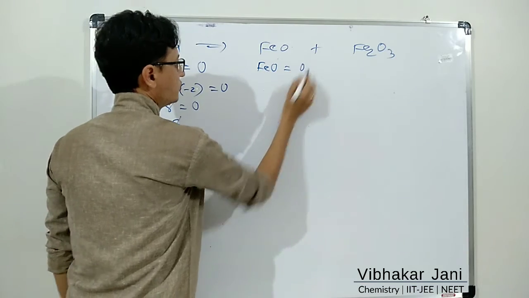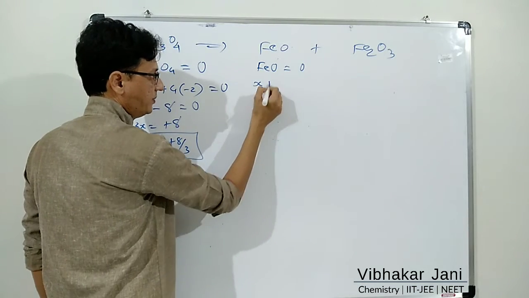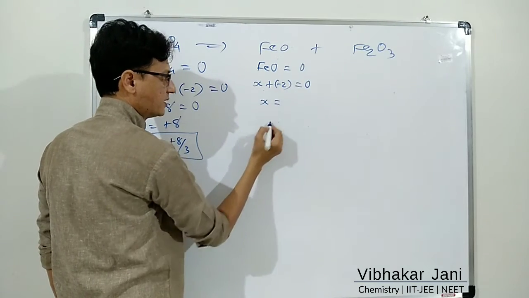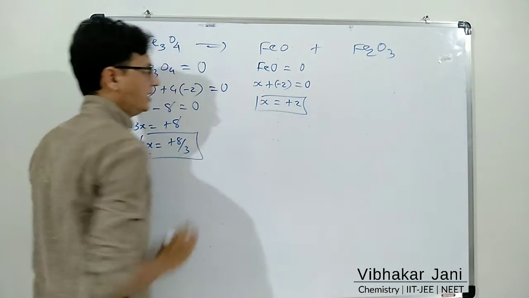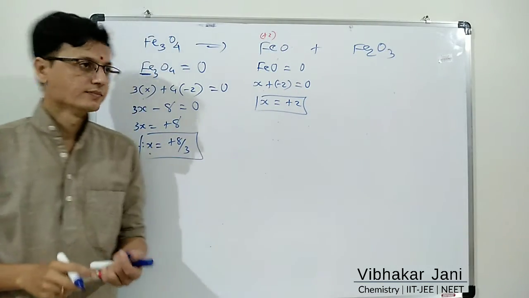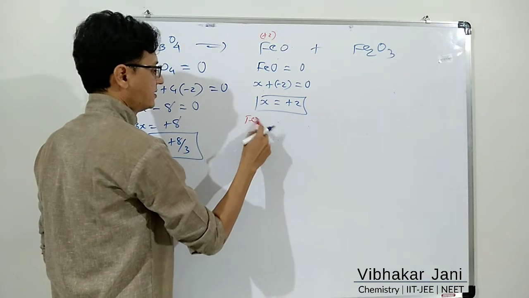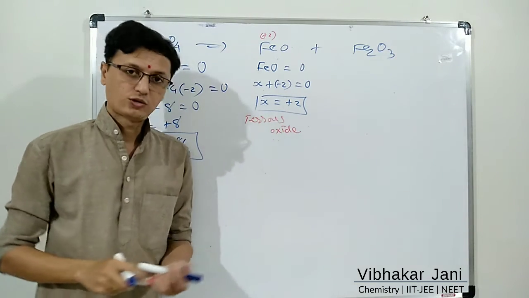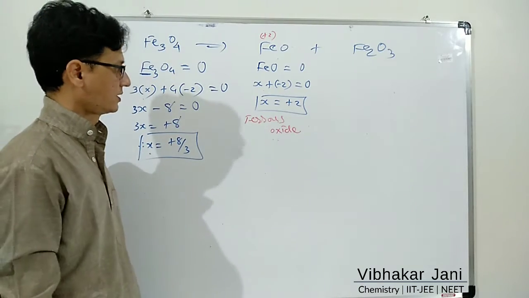FeO is equal to 0. Now, x for Fe plus for oxygen minus 2 is equal to 0. That means x is equal to plus 2. So here the oxidation state of this Fe is plus 2. The compound is known as ferrous oxide. This is ferrous oxide.